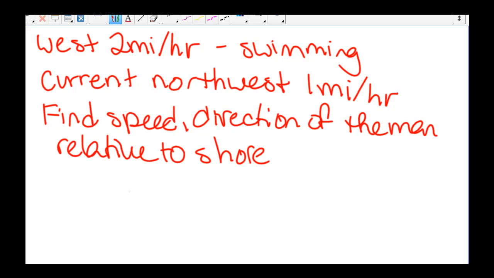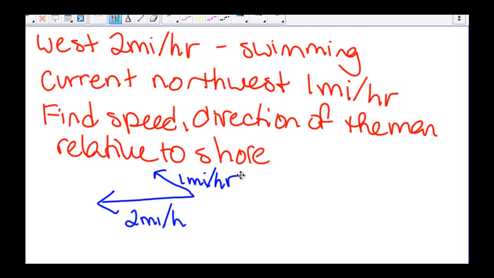We have a man swimming west at 2 miles per hour. We have a current going northwest at 1 mile per hour. So to find the direction and speed of the man relative to shore, we want to add these two vectors together.